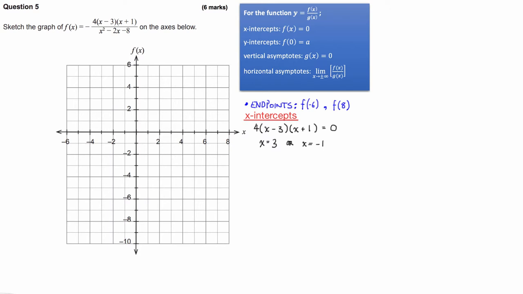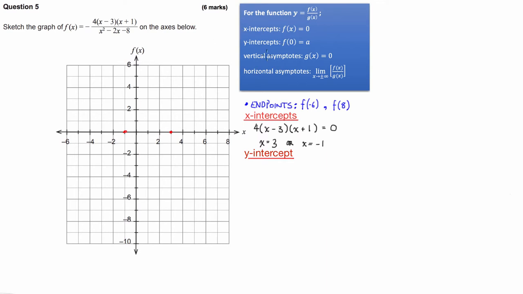So let's just put them on our graph. For x equals 3, we've got an x-intercept that's here, and x equals -1, we've got an x-intercept just there. Okay, now onto our y-intercept.